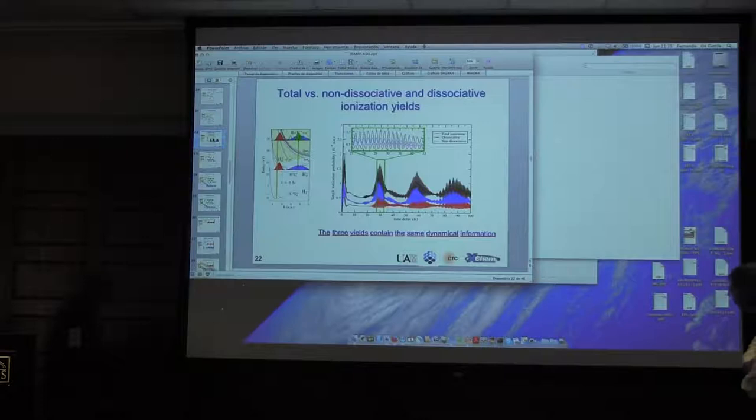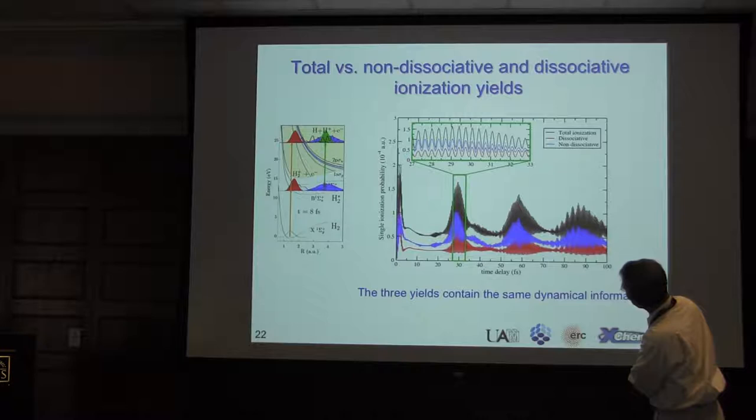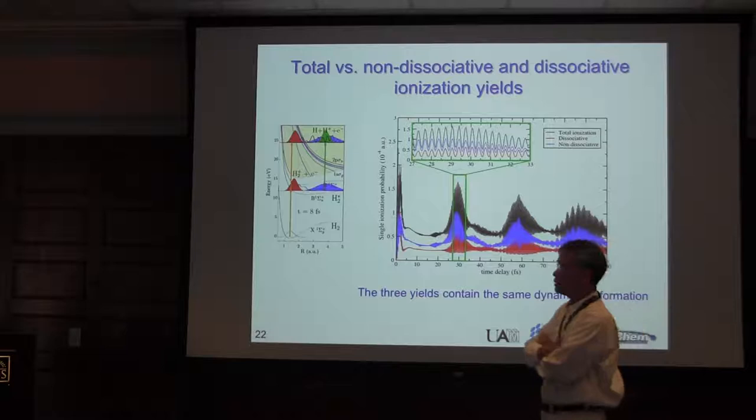So it's small, but not so small. This is for the total ionization. 10 to the minus 4. Yeah, it's not atomic units, it's 10 to the minus 4. 10 to the minus 4 probability? Yeah. Okay. This is 10 to the minus 4.